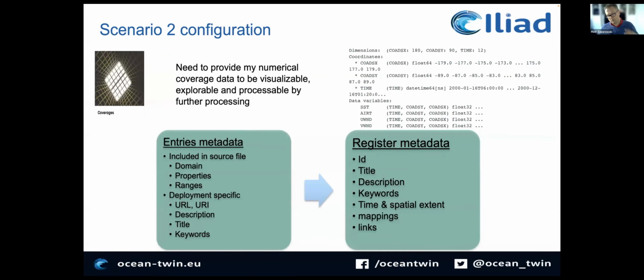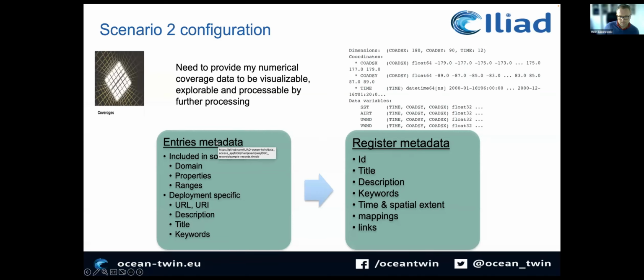Going to the second scenario, I will come back to this OAM in a second. Just to remind, we have the numerical data coverages in the netCDF. For those who don't know, this is the netCDF metadata. So you open the file, you read it, and you get this kind of information, meaning that you have some data and metadata inherited in this source file, like domain, properties, and ranges. Some other you need to provide in addition.